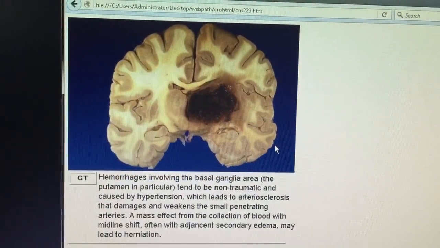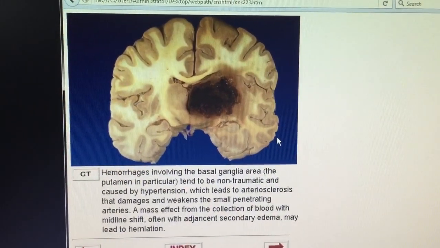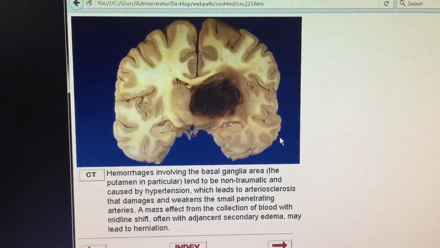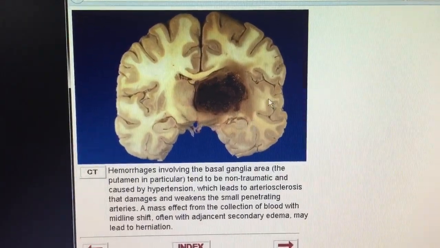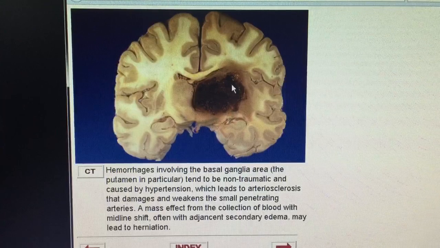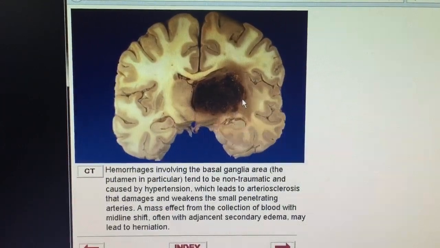We have intracerebral hemorrhage. This one is usually caused by hypertension due to rupture of a blood vessel, leading to hemorrhage within the cerebrum, within the parenchyma. Here, this is the ventricle. It's compressed by the intracerebral hemorrhage, okay?